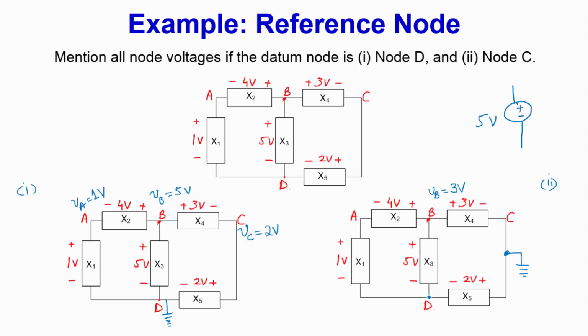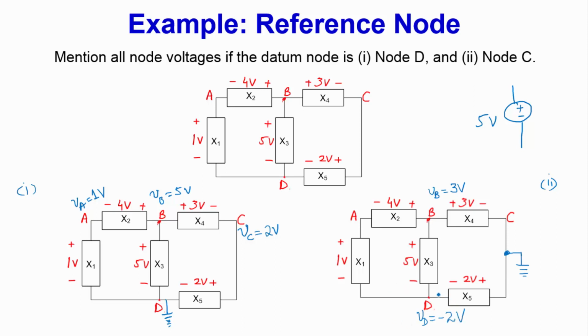Now VD. Here you can see that X5 enforces that its positive terminal is 2 volts higher than the negative terminal, or otherwise we can also say that its negative terminal is 2 volts lesser than its positive terminal. Now the positive terminal is connected to 0, so 2 volts lesser than 0 is going to be minus 2 volts. So in this case, VD has to be minus 2 volts.